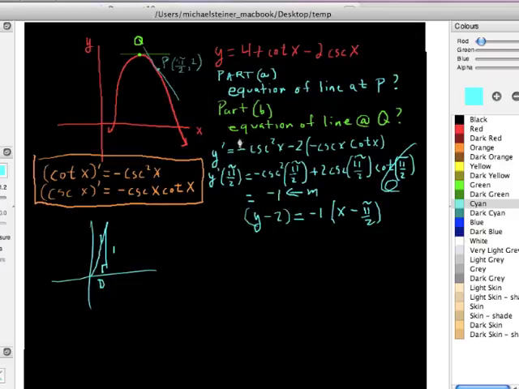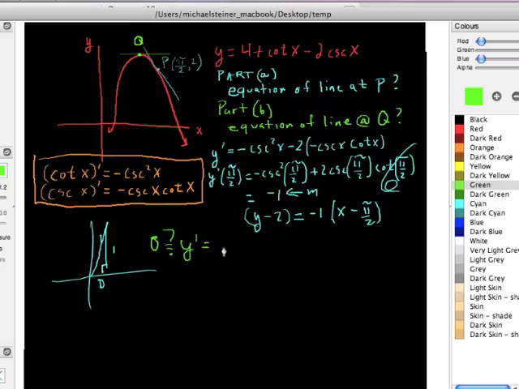Okay, so what about the equation of the line at Q? Right now this is just a maximum, so that's where the derivative equals 0. So how am I going to do that one? Oh, I see. I should really look ahead. We want to know when y prime is equal to 0. That's the slope. The slope of the tangent line will be 0 when we have a horizontal line right there. So when is it a maximum?